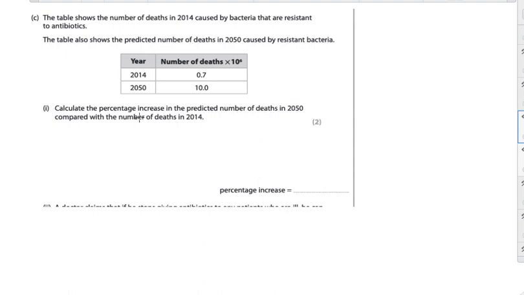So, now although this is 10 to the 6, you actually don't need to worry about doing this. You can just work with the decimals given and you'll be getting the same result because it's all just powers of 10. So first we need to work out how many the deaths increase by.